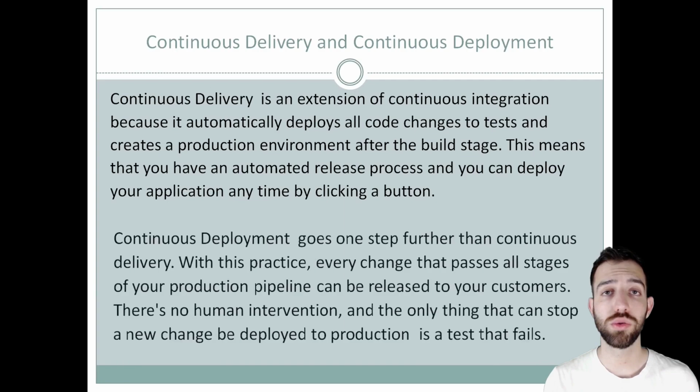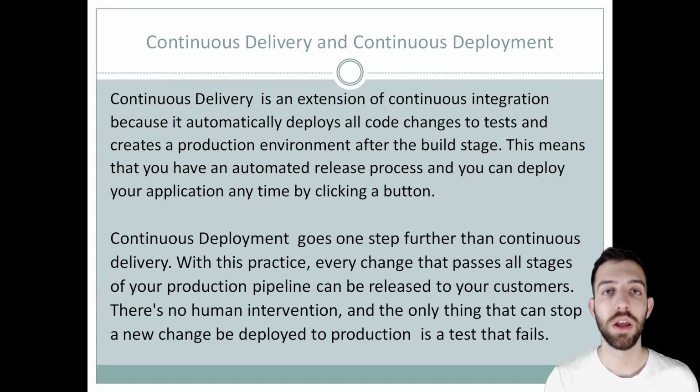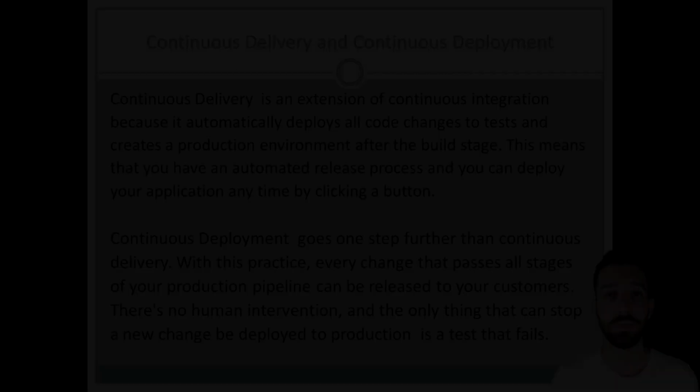Continuous deployment goes one step further than continuous delivery. With this practice, every change that passes all stages of your production pipeline can be released to the customers. There is no human intervention, and the only thing that can stop a new change from being deployed to production is a test that fails. Continuous deployment is an excellent way to accelerate the feedback loop with the customers and take pressure off the team.